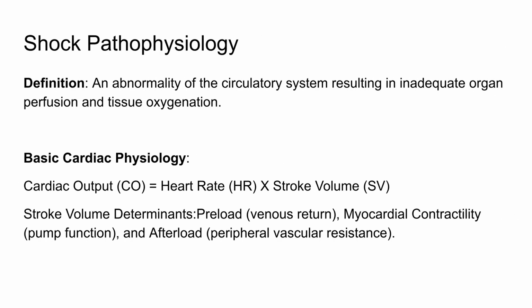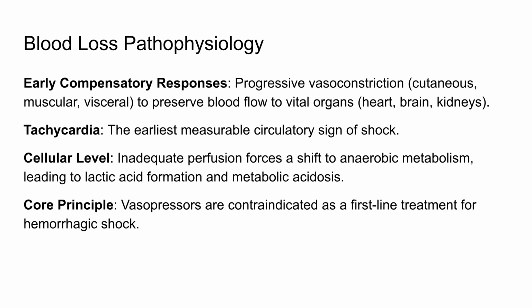Shock is defined as an abnormality of the circulatory system that leads to inadequate organ perfusion and tissue oxygenation. Understanding cardiac output, which is the product of heart rate and stroke volume, is essential for grasping the pathophysiology involved. The body compensates for blood loss through vasoconstriction to protect vital organs. Tachycardia is the earliest measurable sign. Inadequate perfusion forces a shift to anaerobic metabolism, resulting in metabolic acidosis.